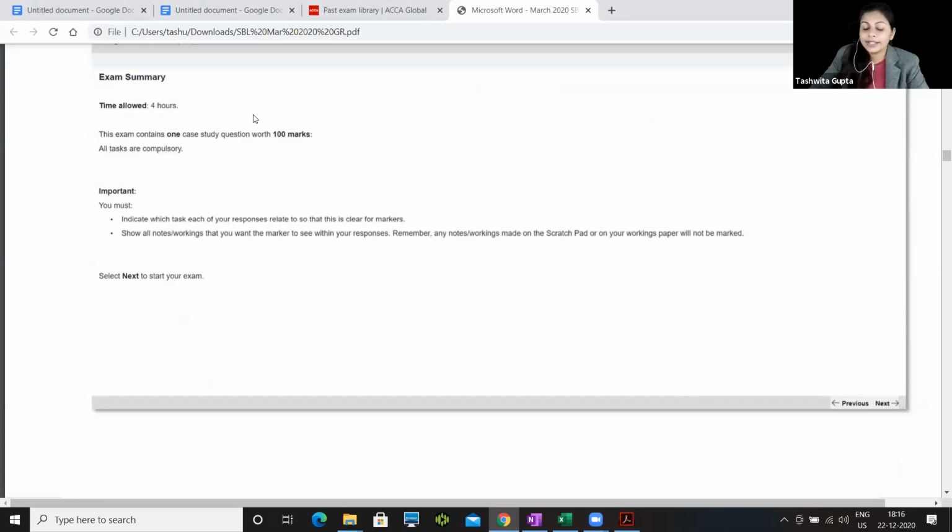And the irony is that this one case study will be for 80 marks, but 20 marks are the professional marks. So 80 is the technical marks. So see, here is the only relevance of the syllabus. Just an 80 mark paper, one question, and 20 marks comes from your professional skills. So we'll have to work on the professional skills. I'll talk about the professional skills today. And important is you must indicate which task. So that is all about instructions.